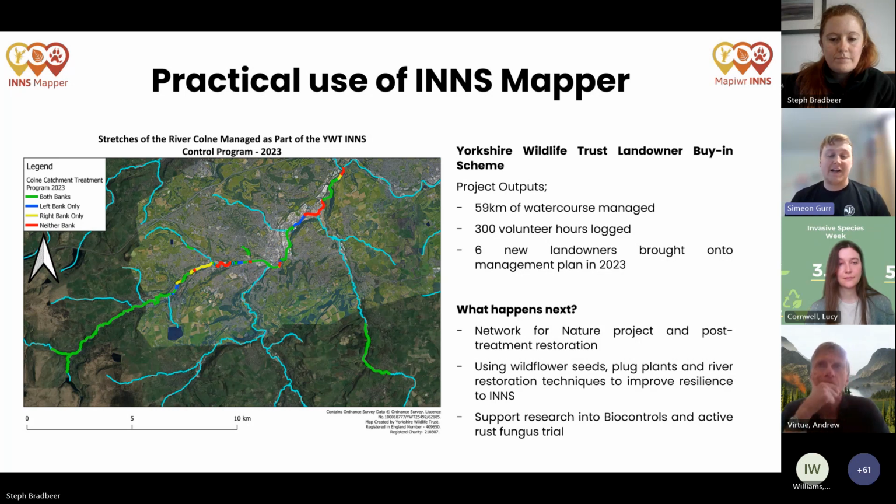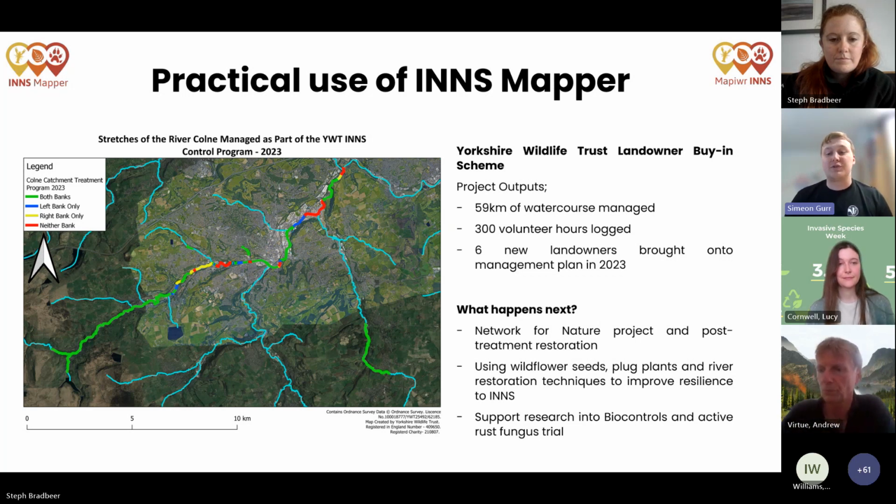So it is a growing treatment season where we are looking to continue to expand to get the lower sections of the catchment as well. And one of the benefits of having this all on INNS Mapper is that it then feeds into our restoration. So as well as doing the treatment, we also look to restore using wildflowers, plug plants, and other infrastructural restoration techniques to try and improve the resilience of banksides to the secondary invasion of species such as balsam, which obviously jumps in nice and quickly along the rivers.